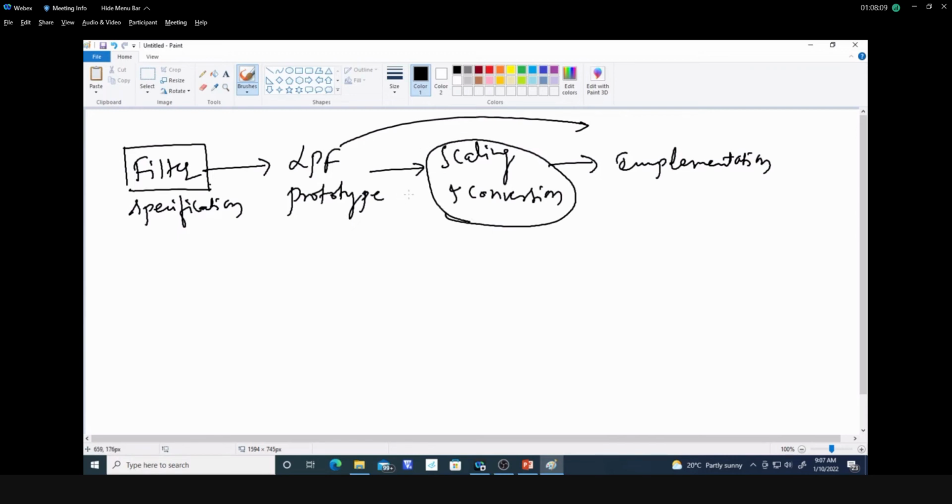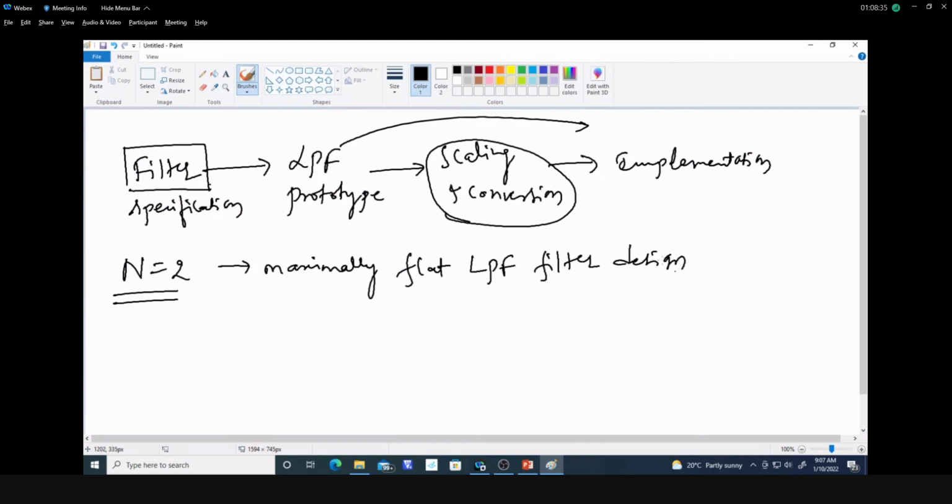But what are the circuit parameters and what are the equations we need to get that maximally flat response, that we'll see. Now we can take n equal to 2, so a second order filter, maximally flat low pass filter design. Okay, so for n equal to 2, we're going to see how the expressions will come and how we are able to get that.